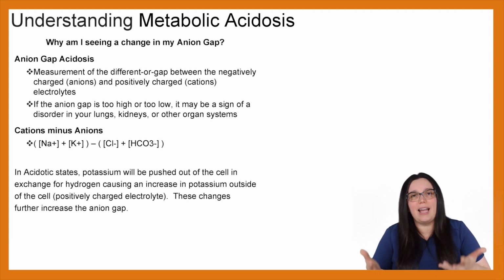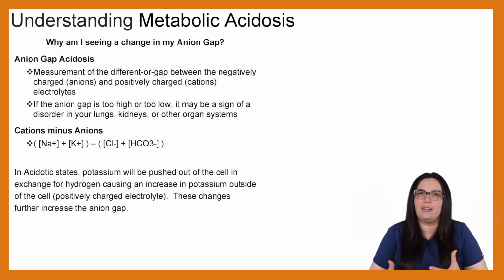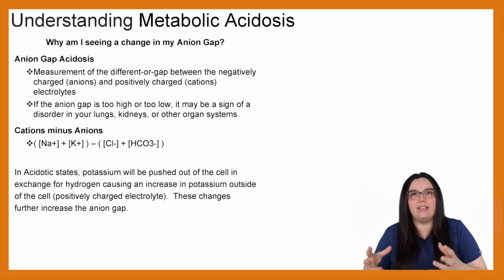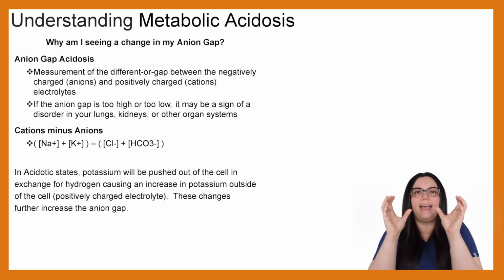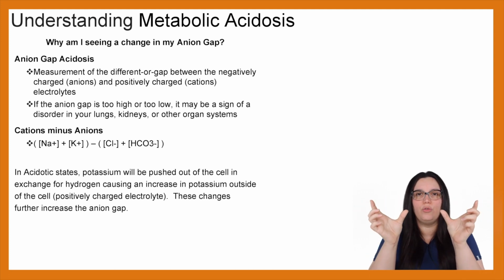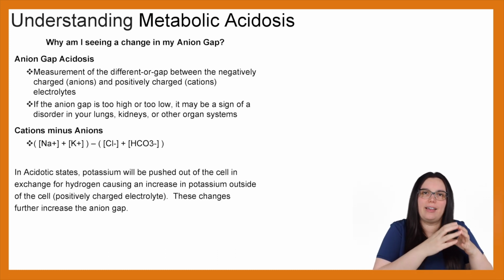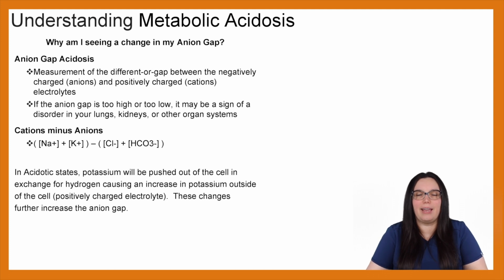So what does that actually look like? What does the equation look like for our anion gap? So it's really our cations versus our anions. So our cations is our sodium plus our potassium, and our anions is our chloride plus our bicarb. So we take the sum of those two equations and we minus them from each other. So we minus our cations from our anions, and that gives us our anion gap.